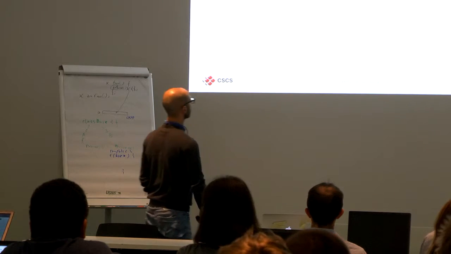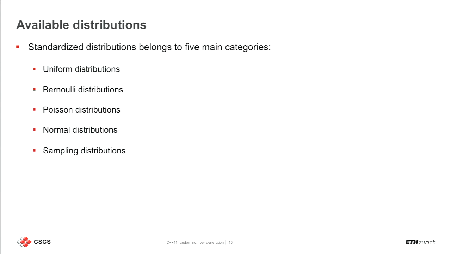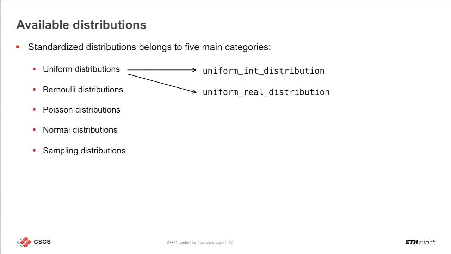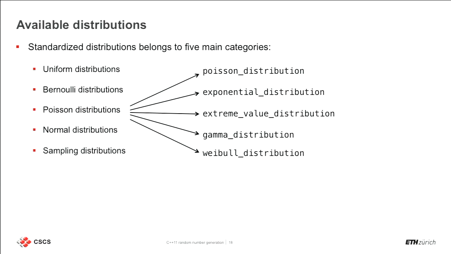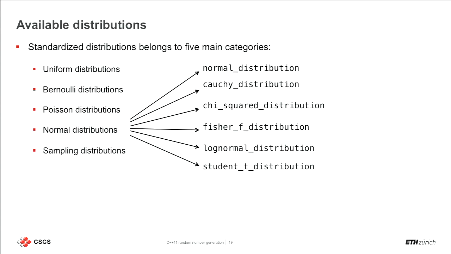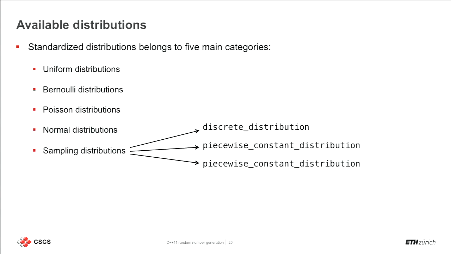And what about distributions? As I told you, you have to use these random engines together with distributions that give you random numbers distributed according to a given mathematical function. We have five families of distributions. I will not give you all the details, but you can have an idea. We have the uniform distribution for integer and real types, Bernoulli distributions, in particular geometric and binomial, for example. We have the Poisson distribution, the normal or Gaussian distribution, and all the distributions derived from the normal one, so Cauchy, chi-squared, log-normal, and so on.